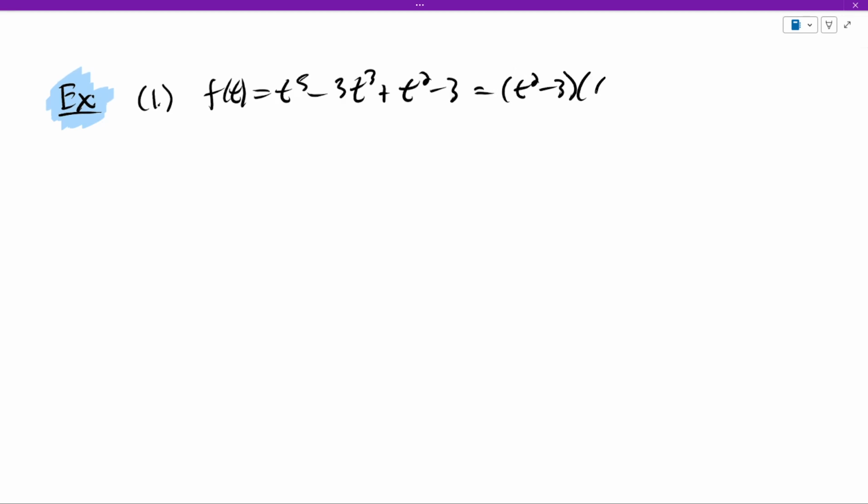All right, in this video, we're going to collect a couple more examples. So our first example, we're going to consider the polynomial t to the fifth minus 3t cubed plus t squared minus 3. And if we sit here and we factor it, we get something like t squared minus 3 times t cubed plus 1. Okay, so that polynomial is not irreducible. In fact, the t cubed plus 1, we can even factor further.